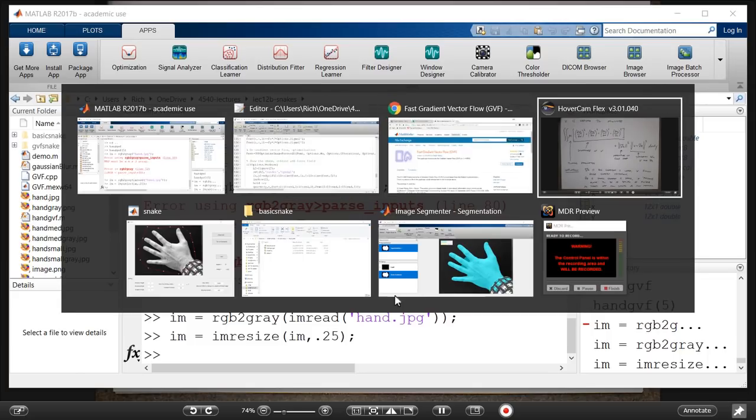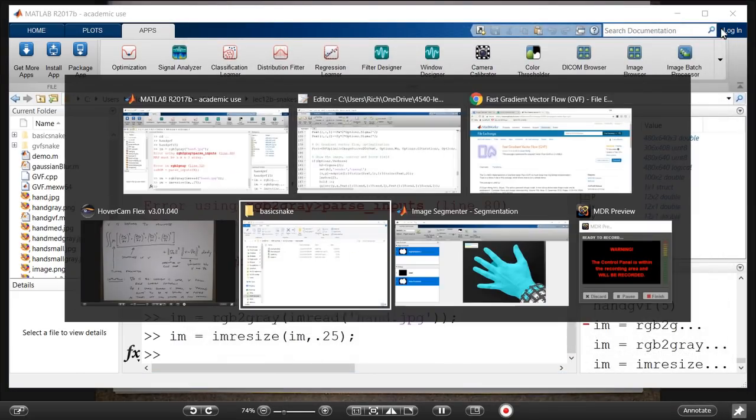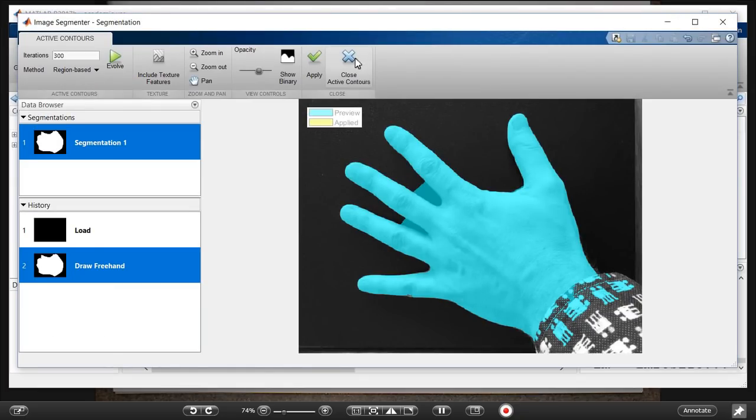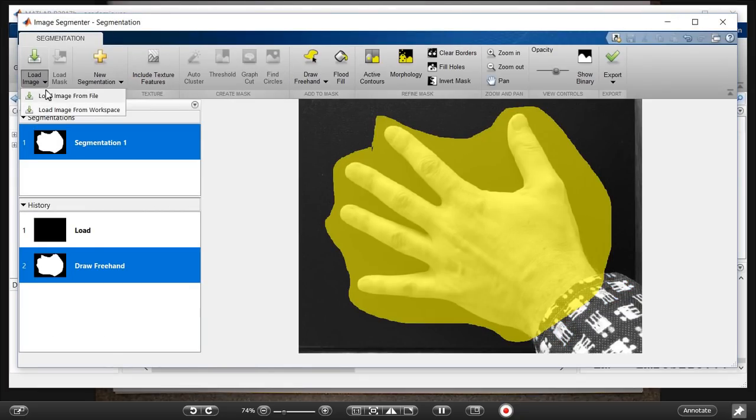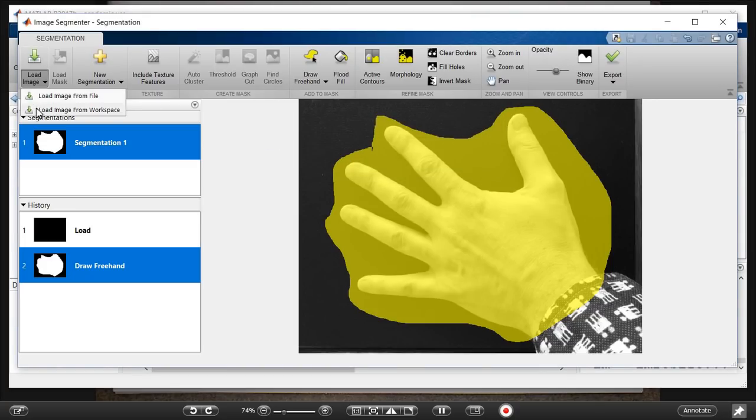Image segmenter. I guess I still have one of these open. All right, so let's try loading. Oops, I guess I have this in my workspace.